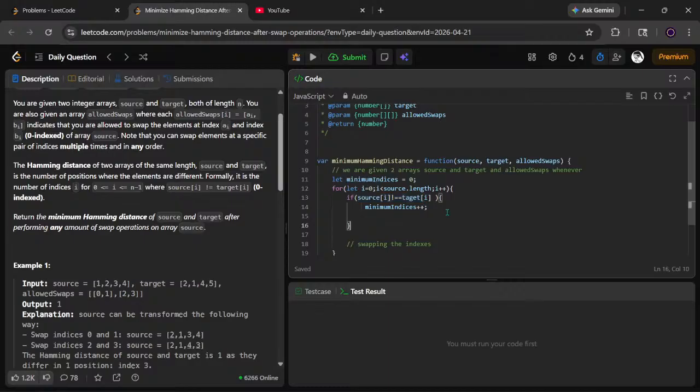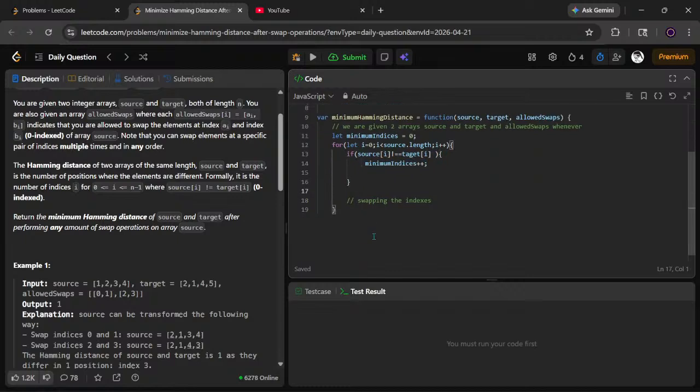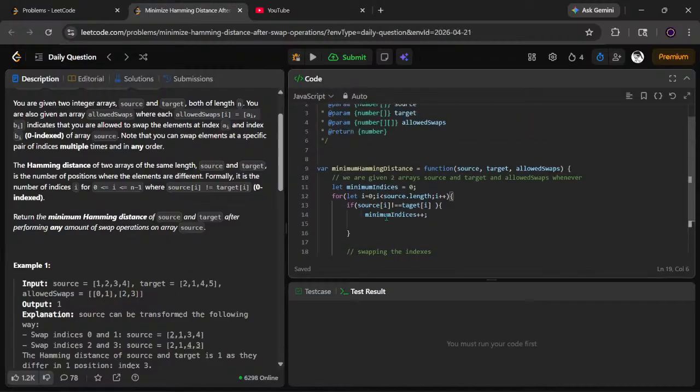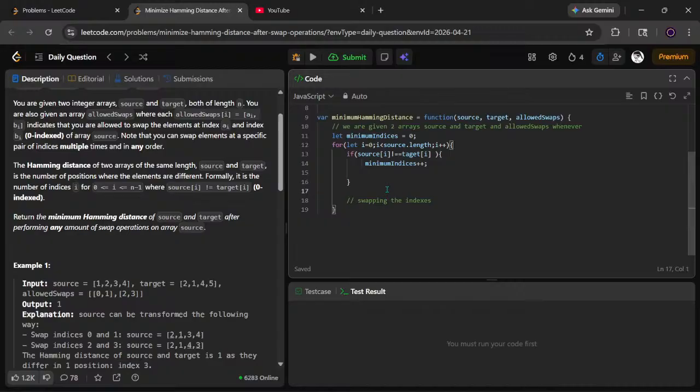Whenever this condition fails, my minimum indices will increase, and whenever swapping is happening, I will decrease the count, and at the end we can return the count. But we need to figure out how to start swapping the elements. Swapping elements is easy, but they have given us the indices also, we need to make sure that only these indices get swapped. How do we approach this problem right now? Can we go for another for loop and only swap if... I still need to maintain some pointers, I guess.